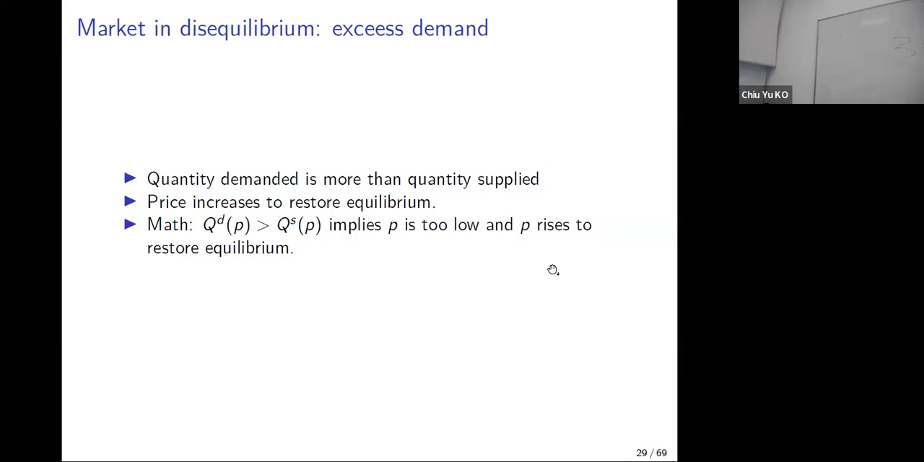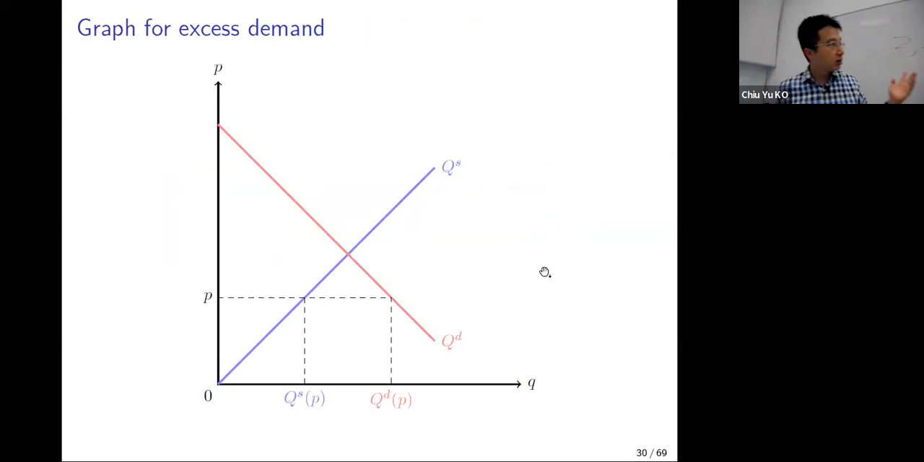The first thing is to look at when the price is low, not high enough. The example is: suppose the price is too low compared to the equilibrium we proposed. So what you will see in this diagram, if P is here, people want this QD at P, and sellers only want to sell QS at P, okay?